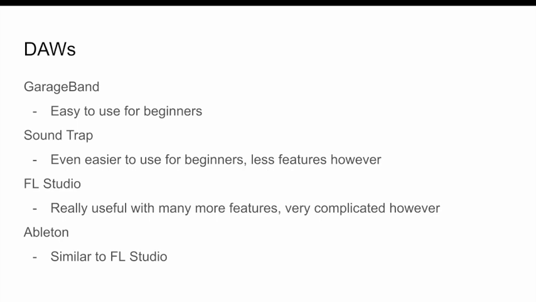The ones that we'll use are GarageBand and Soundtrap, but we also learned about FL Studio and Ableton. GarageBand is super easy for beginners. Soundtrap is even easier to use for beginners. It has fewer features, but it is online, so you don't need a specific Mac or Windows for that. FL Studio has more features, but it's very, very complicated compared to the other two. Ableton is very similar to FL Studio, but it has a little bit more specifics, so it's a little bit different in that way.